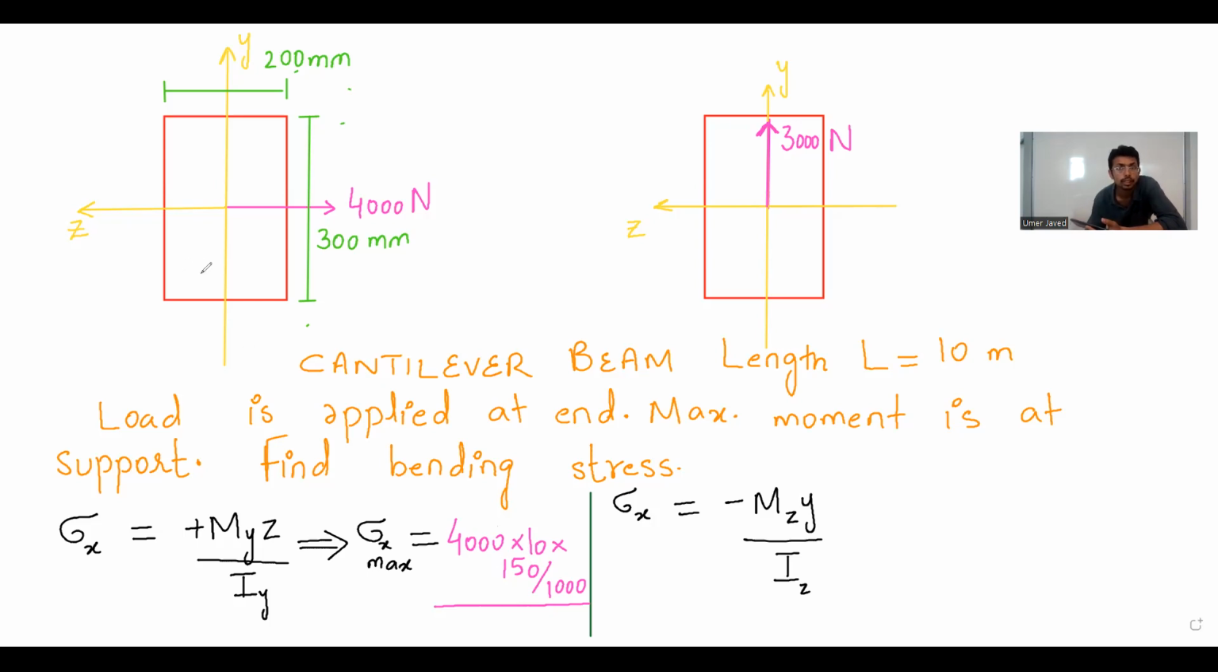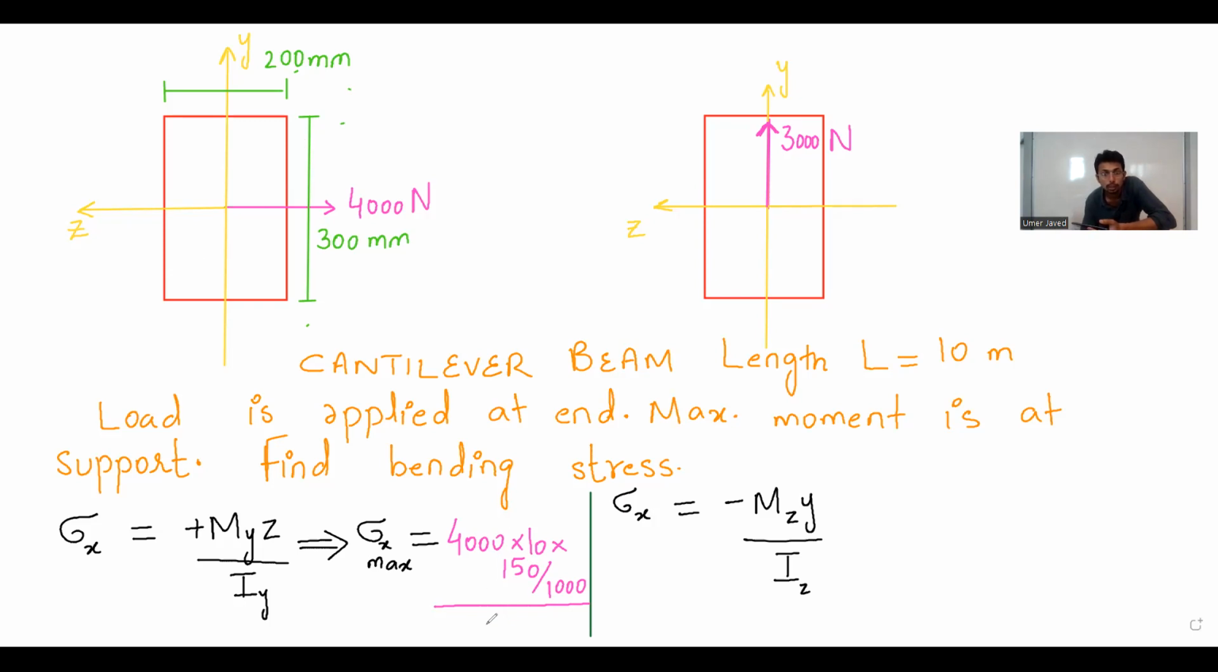Now for case A, you can see that the load is applied to the right. If this is a cantilever beam, 4000 Newton is applied to the right. It will produce a moment about the y-axis, right? If it is producing the moment about the y-axis, then all I have to do is write it.